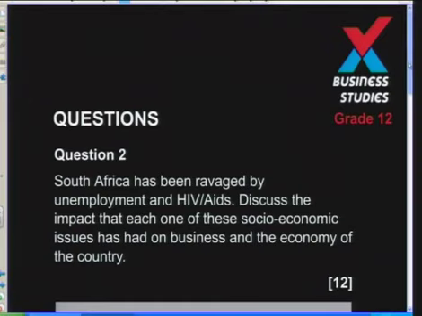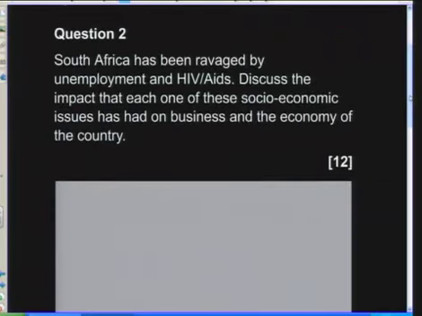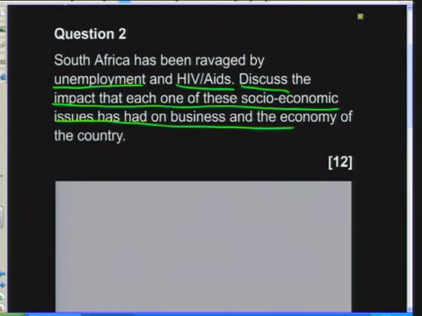It says here, South Africa has been ravaged by unemployment and HIV AIDS. Discuss the impact that each one of these socio-economic issues has had on the business and on the economy of the country. So let's look here. Our two socio-economic issues: unemployment, HIV AIDS. Now they want us to discuss, not list, the impact that each one of these has had on the business and on the economy of the country.